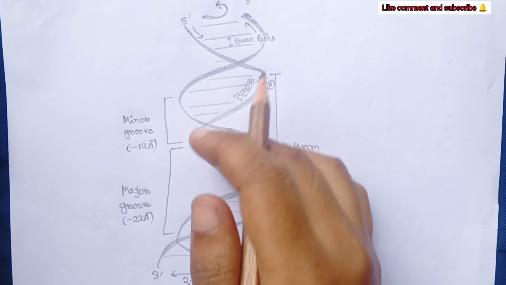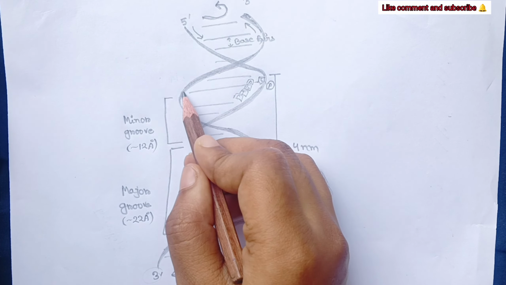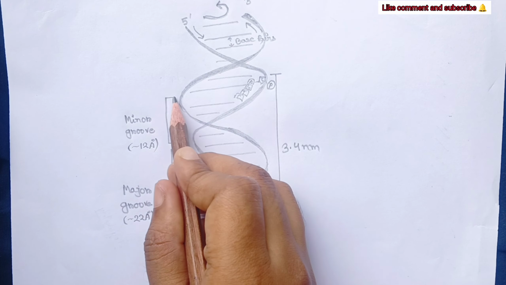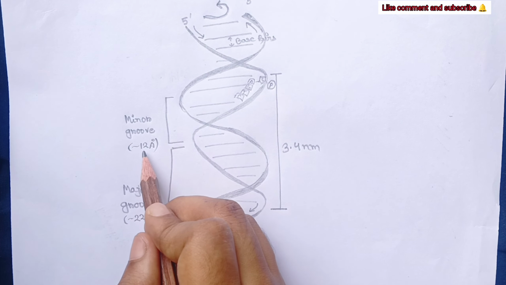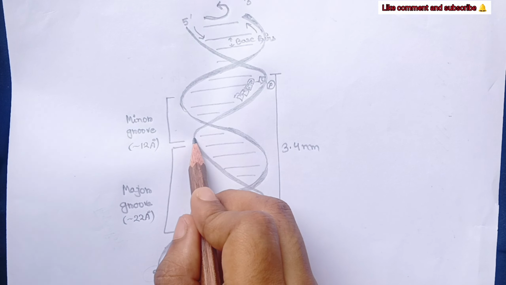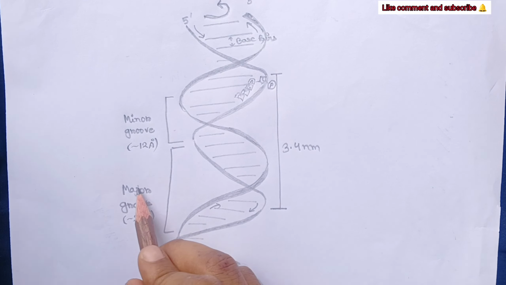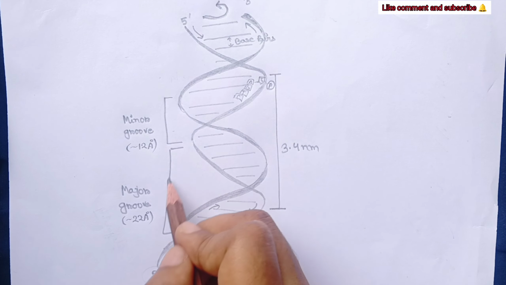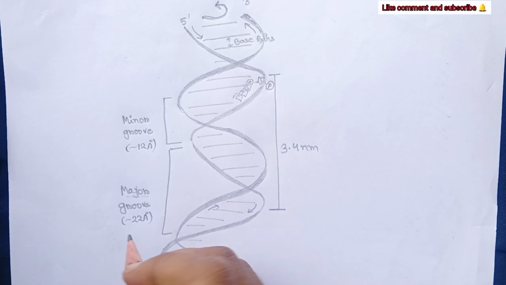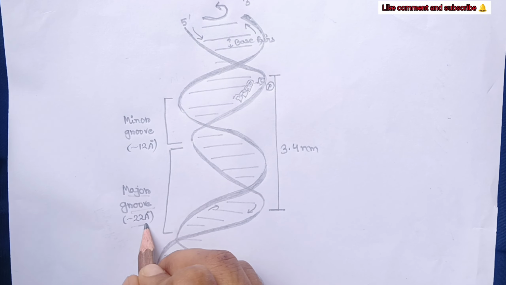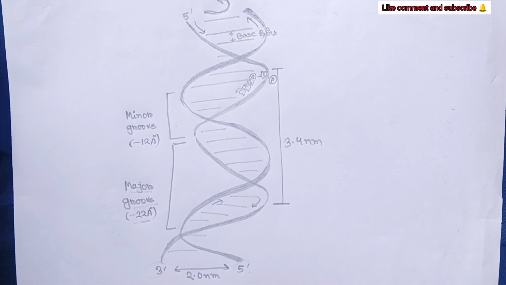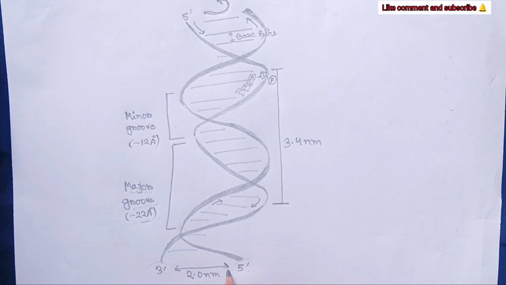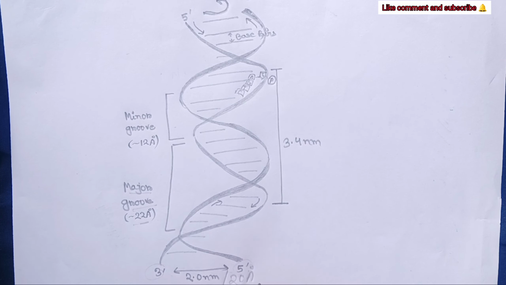You can see in this structure there is a small distance between this helical strand and this strand, so it's called the minor groove. It is almost 12 angstrom. The distance between this strand and this strand is long, so this is called the major groove. It is almost 22 angstrom. Then the distance from 5 prime to 3 prime is 2 nanometer, or also called 20 angstrom.